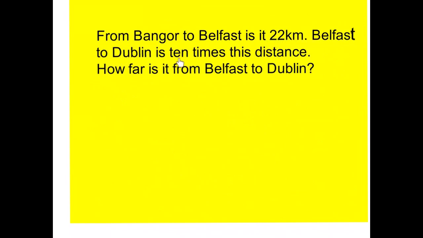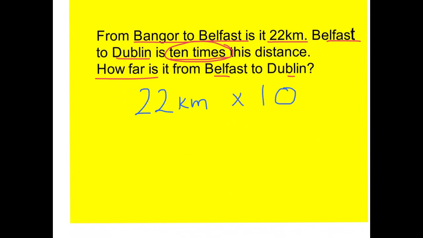From Bangor to Belfast, it is 22 kilometres. Belfast to Dublin is 10 times this distance. How far is it from Belfast to Dublin? Well, let's underline the important pieces of information. Bangor to Belfast, 22 kilometres. Belfast to Dublin, 10 times this distance. How far from Belfast to Dublin? And this is a very important bit, 10 times the distance. So the distance is 22 kilometres, and we have to work out 10 times that. So all we're doing is multiplying 22 by 10. 220 kilometres.